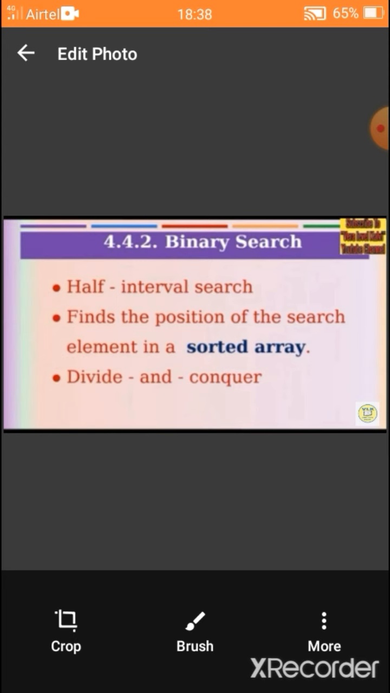are separated into two parts and then it starts its searching. So we call binary search a half interval search. It is known as divide and conquer. Is it clear? Let's see with pseudocode.